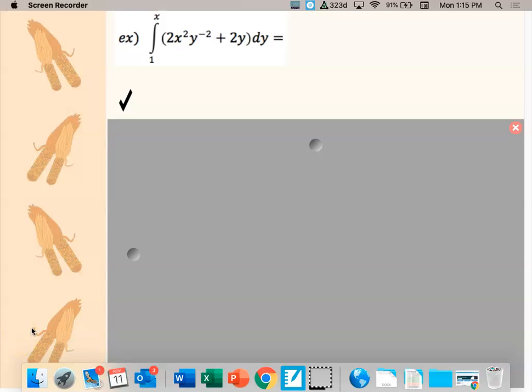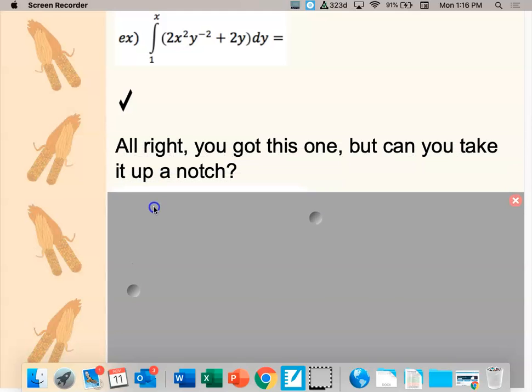So for this, what variable are you holding constant? X, right? Okay, so the x is being held constant. So you do the antiderivative of 2y to the negative second, which is negative 2y to the negative first. Raise the power by 1, divide by the power, right? It's been a while. Okay, so you'd have negative 2 x squared y to the negative first. All right, and then for your other term, the antiderivative of 2y would just be y squared, and then you would normally have a plus c.